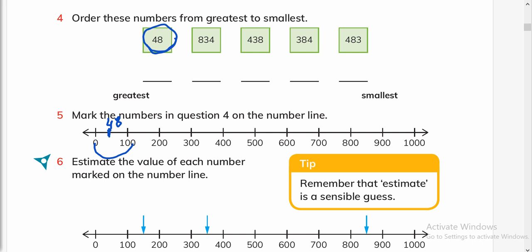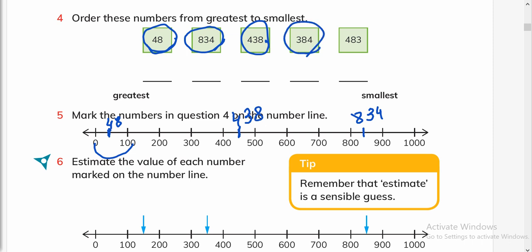48. Okay. Next number is 834. 850 would come exactly in the middle, and this is the middle point, and 834 will come a little bit before 850. Okay, so this is 438. It will be here.